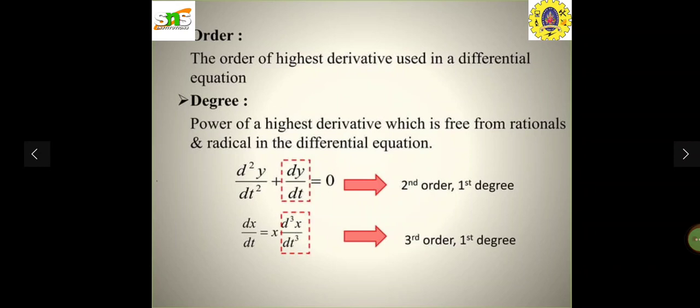d square y by dt square plus dy by dt equal to 0. In this, the highest derivative is d square, therefore order is 2, and the degree of that highest derivative is 1. So the power of the highest order derivative is 1, therefore the degree is 1. When you consider the second equation, dx divided by dt equal to x into d cube x divided by dt cube. Here the highest derivative is of order 3 and its power is 1, therefore the degree is 1.